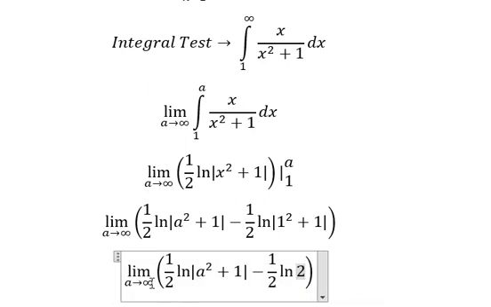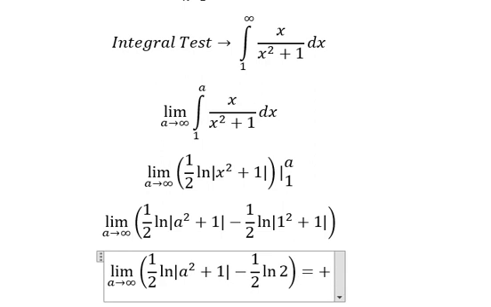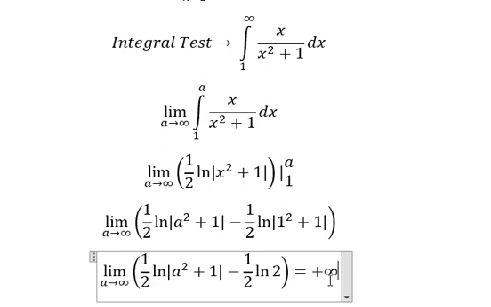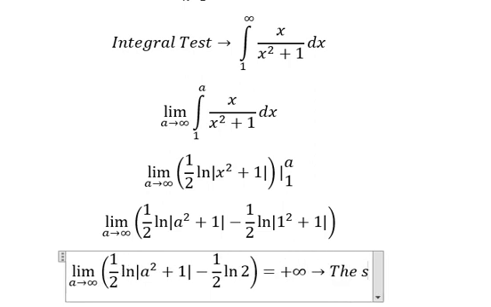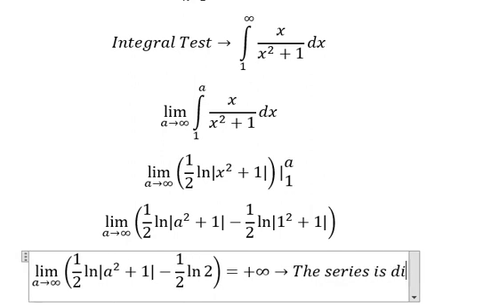So when a approaches positive infinity, this one will go to positive infinity. Because the result is positive infinity, that means the series is divergent.